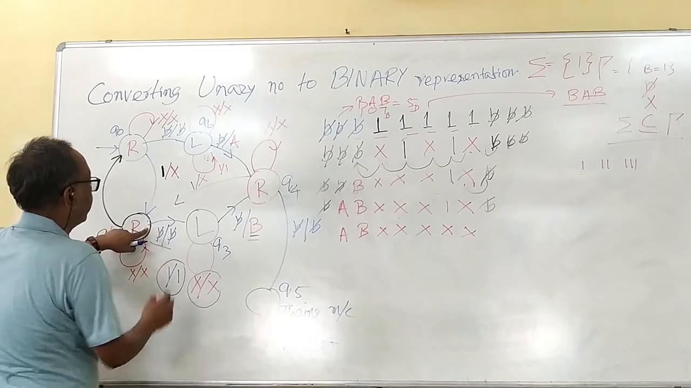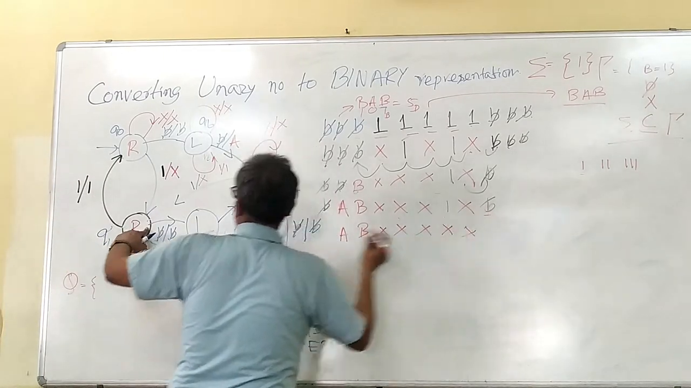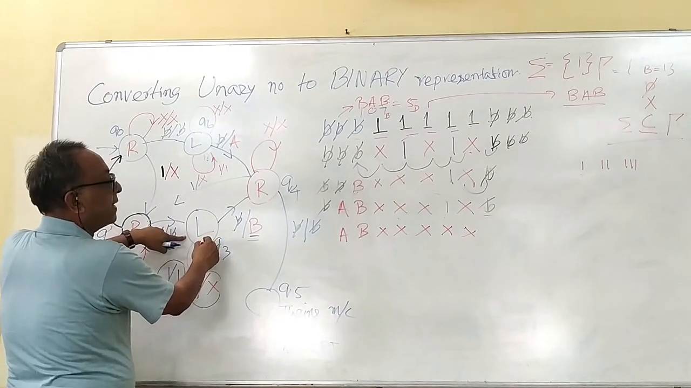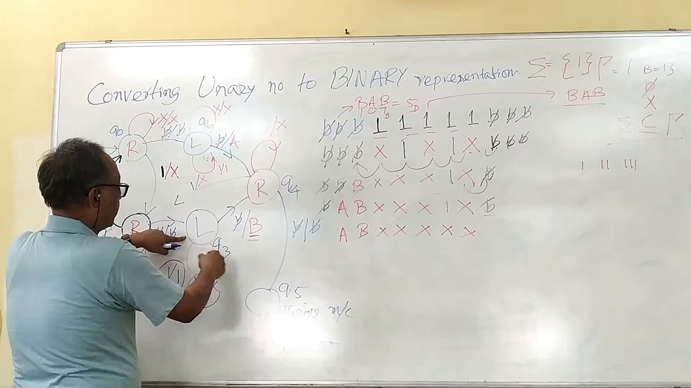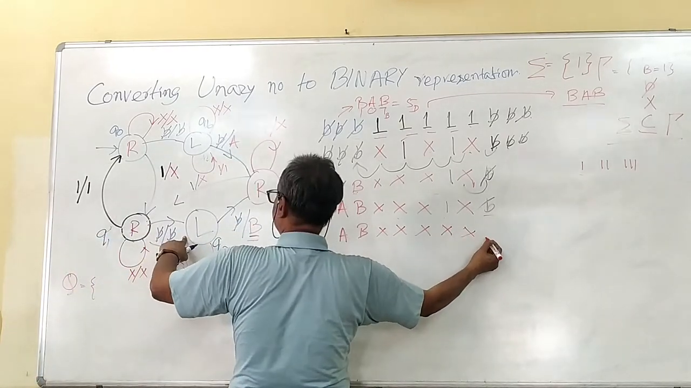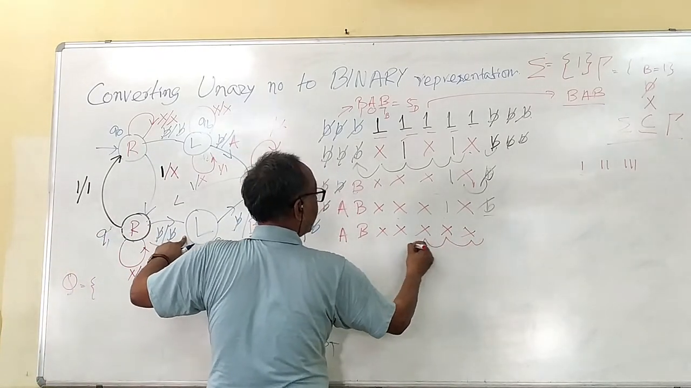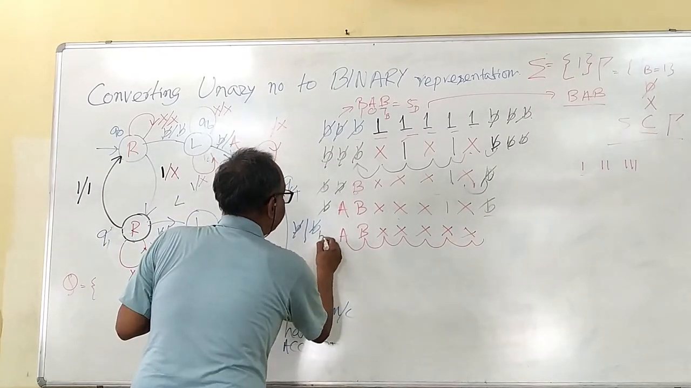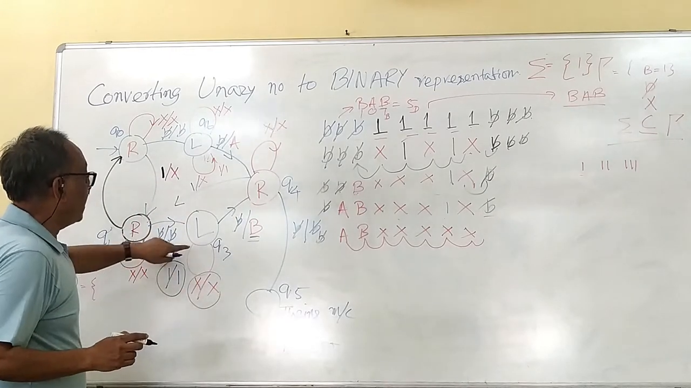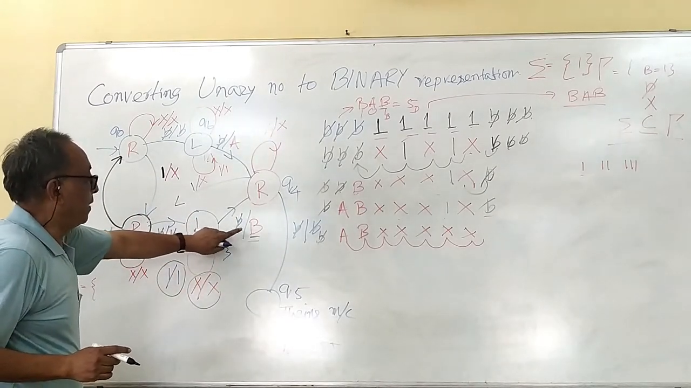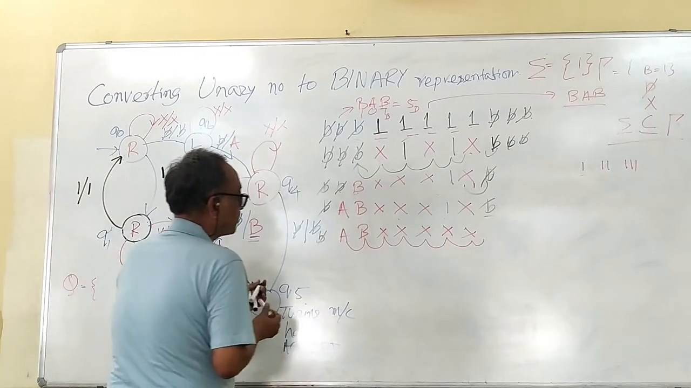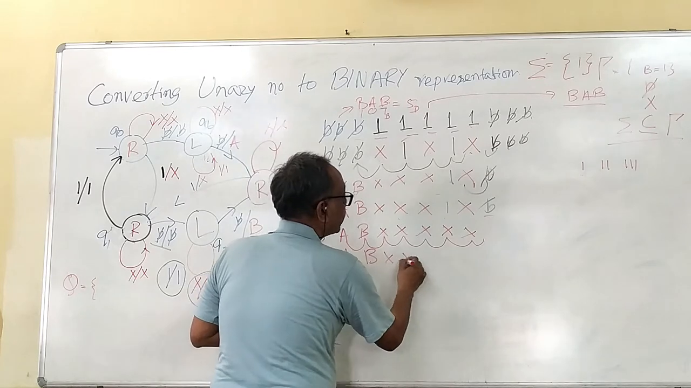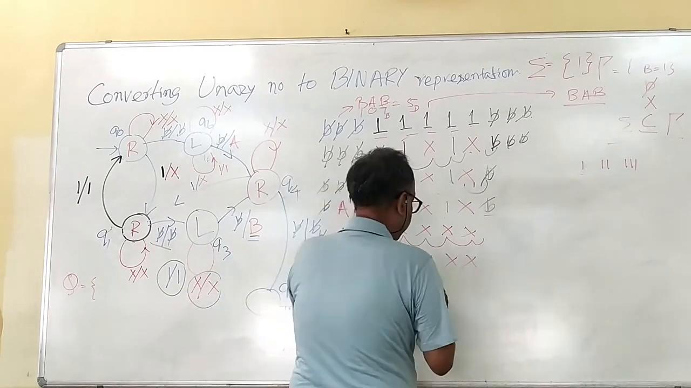Then I see another blank. This blank, I put it here. And then I move left. Then I see here, left, left, left, left, left. Left, left, then I see a blank here. Then I see a blank here. And then I put a blank here, then I put B here. B here, A, B, X, X, X, X, X. Then it is a blank.